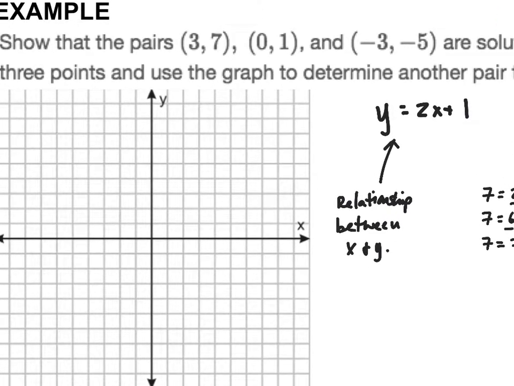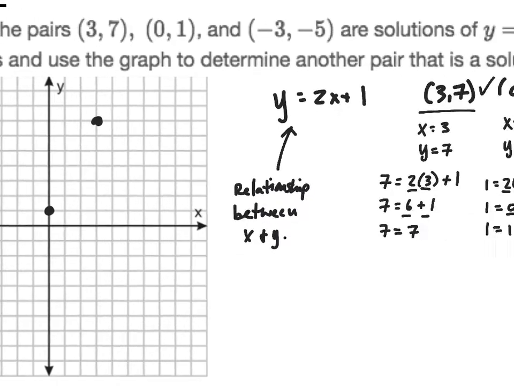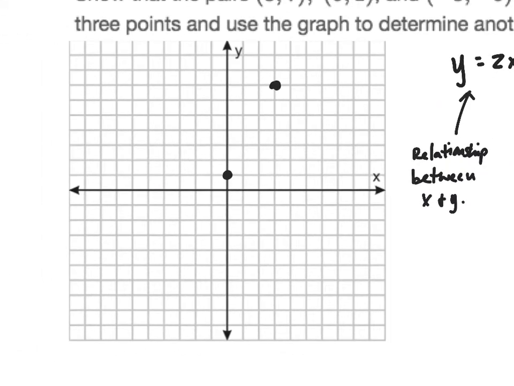Let's plot the points 3, 7. So I'm going to go over 1, 2, 3, and go up 7. 1, 2, 3, 4, 5, 6, 7 is my point. Plot that point there. I'm also going to plot the point 0, 1. So I'm going to start at 0, not go anywhere here, and just go up 1, and that's going to be the point 0, 1. And then I'm going to plot the point negative 3, negative 5. I'm going to go to the left 3, so 1, 2, 3, and then down 1, 2, 3, 4, 5. Okay, and that point's going to go right there.